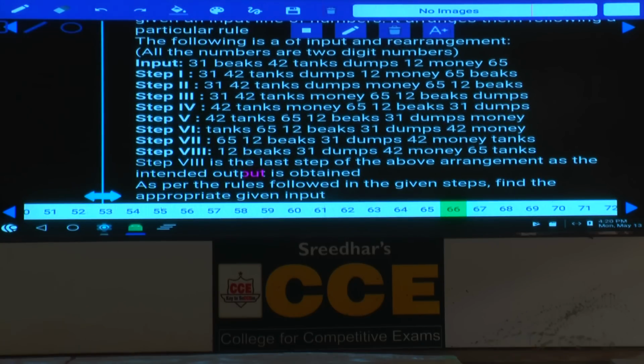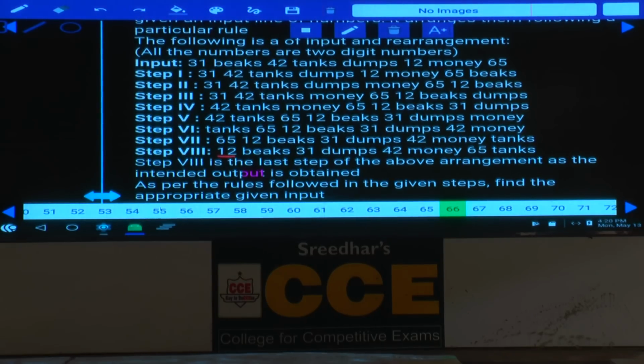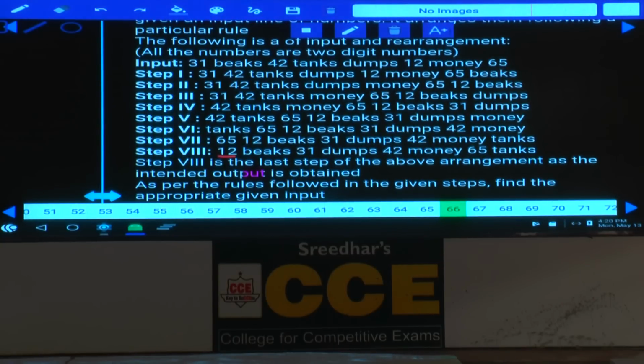how many elements are there in the input? 1, 2, 3, 4, 5, 6, 7, 8. How many steps are there? 8 steps are there. That means in each step exactly one element has been arranged here. Then we need to identify the logic in this one. The first one is 12, the least number, and followed by 31, 42 and 65.